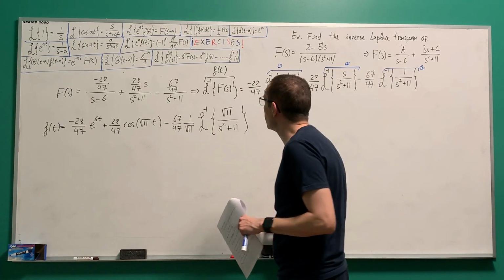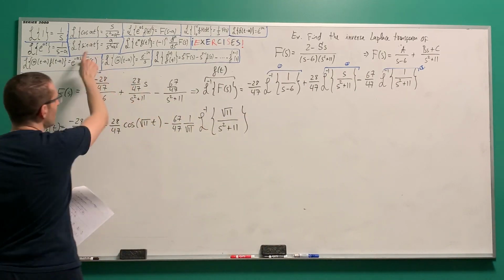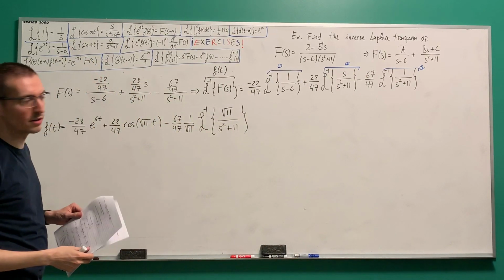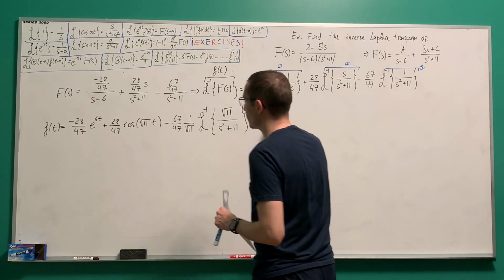Wonderful. So in this form, I know what it is. In this form, it's certainly the sine of at, where a is the square root of 11. So let's write the final result.